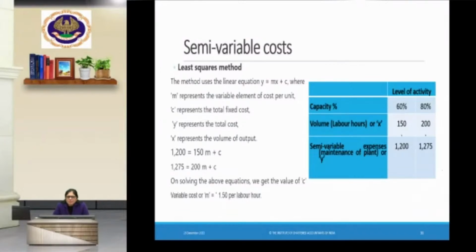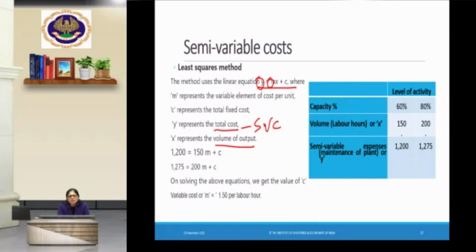So the least square method has this equation, y equal to mx plus c. Y is the semi-variable cost which we have to disintegrate. So semi-variable cost is the total cost. M is basically the variable cost, so M we don't know. X is the number of units, the volume of output. And C is the fixed cost, right? So we don't know M, we don't know C.